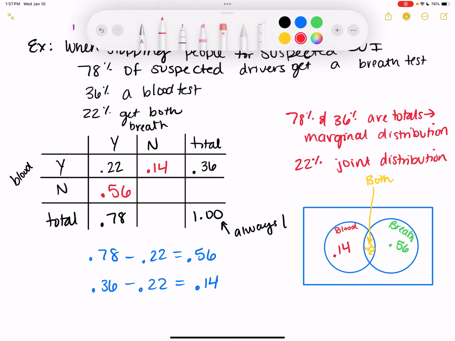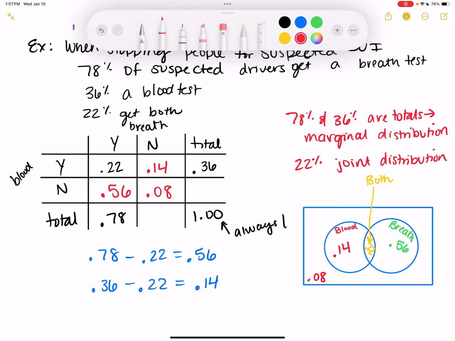So now, how many people didn't get either? Or are there any that didn't get either? There are some. 0.08, I guess. Okay, so 0.08 got neither. So 0.08 goes here. They didn't get a blood test or a breath test. Okay, so we had to add up what's inside the Venn diagram: 0.14 plus 0.22 plus 0.56. And then subtract that from 1, and we were left with 0.08.